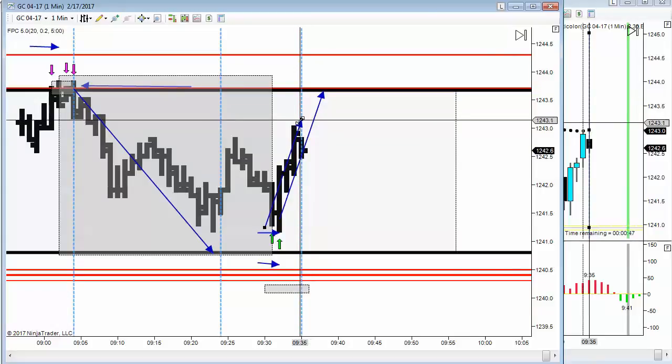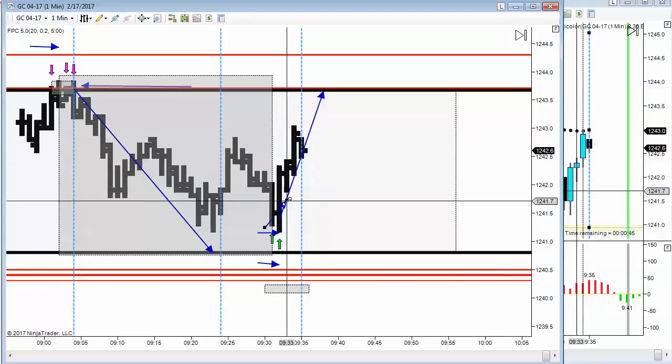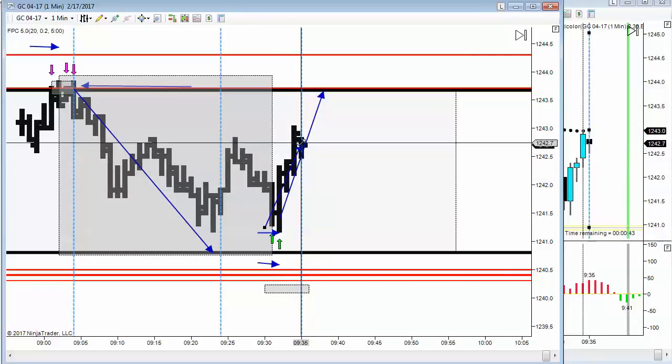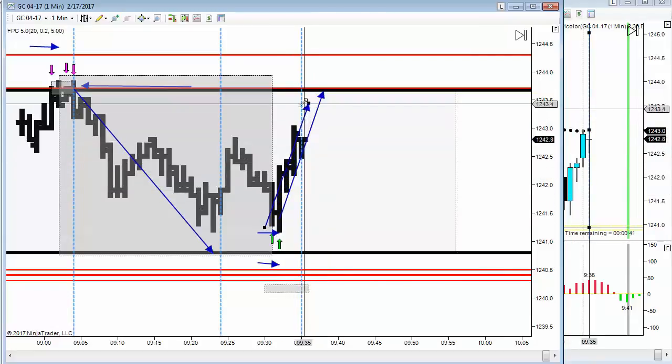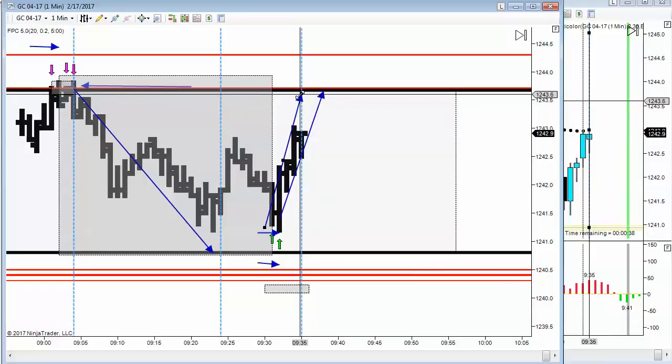Maybe I should start locking in profit. Maybe I should start moving my stop up tighter and tighter because I'm running out of time. But if I was 1 or 2 ticks away from this line by now, why would I risk banging my head right there?